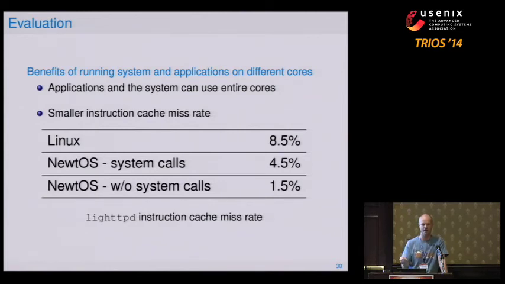In Linux, the application cannot run as smoothly as in our system. Basically, we show here that the application experiences an instruction cache miss ratio of 8.5%. If you run the same application in NewtOS, but we're using the legacy sockets, it's already smaller. It's 4.5% only. And without the system calls, when the application is busy and doesn't block on the operating system, it drops to 1.5%. Eventually, sometimes we still block, but it shows that the application can run really smoothly.